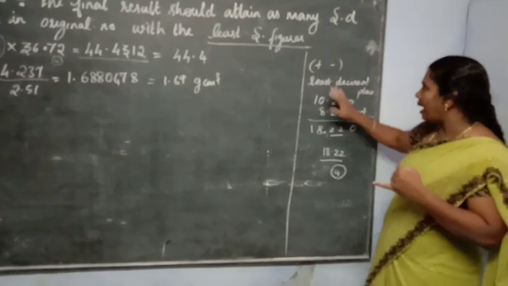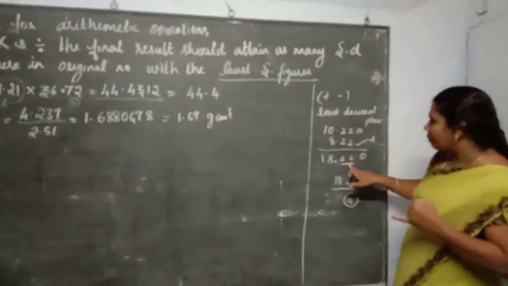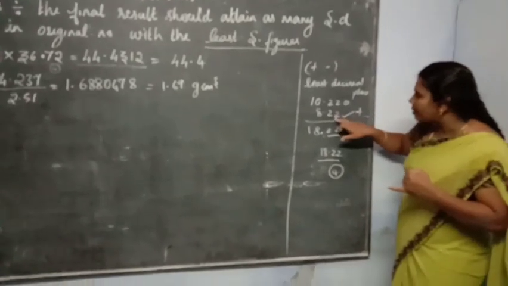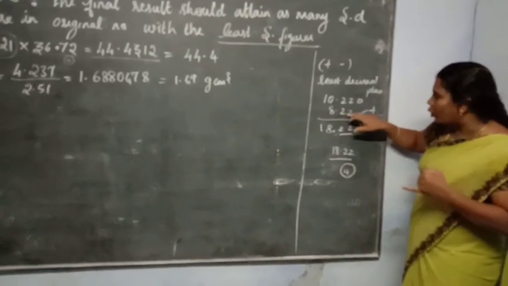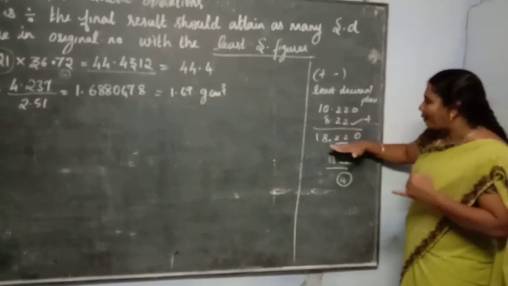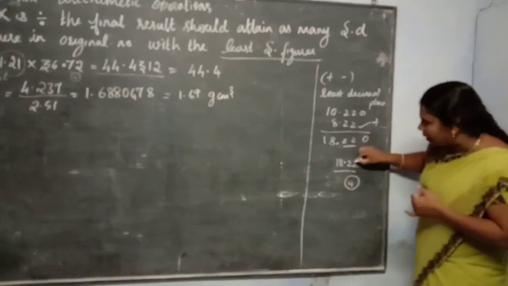See, keep it in your mind. In addition and subtraction, we add two numbers and you are getting some value, 18.220. But which one has the least decimal values? Here 8.22. So how many decimals are there? After the decimal, how many points do you follow? 2. So in the final result, what should we have? You should have 2 after the decimal. That is, keep it in your mind.